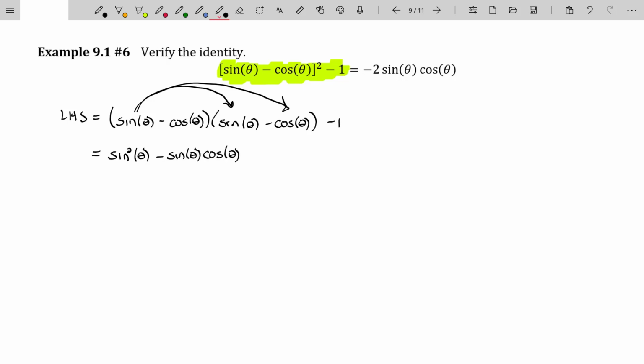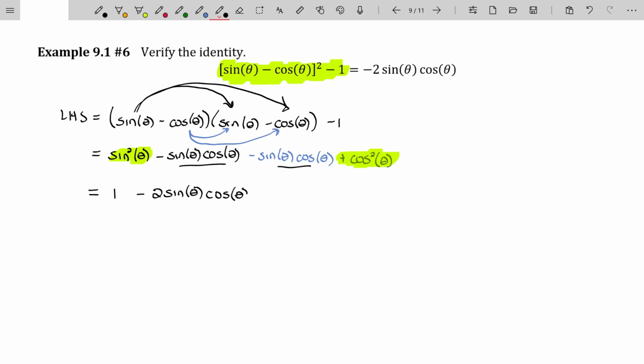And then I'll use blue ink for the other distribution. Negative cosine times sine. So that gives me a negative cosine sine, or in other words, negative sine times cosine. You could write it in either order. And again, distribute this cosine. Negative cosine times a negative cosine is a positive cosine squared of theta. And if you notice, we have a sine squared plus a cosine squared. So I know that is the Pythagorean identity. That becomes 1. And I have 2 of those sine cosines that are subtracting. So you have -2 of those sine of theta, cosine of thetas.